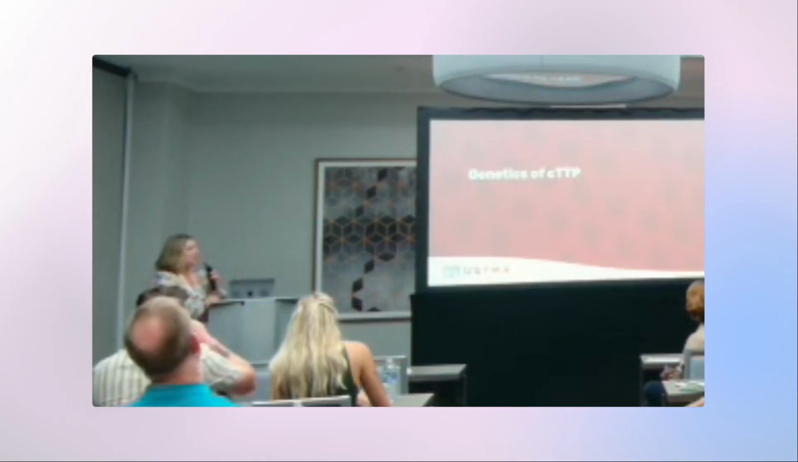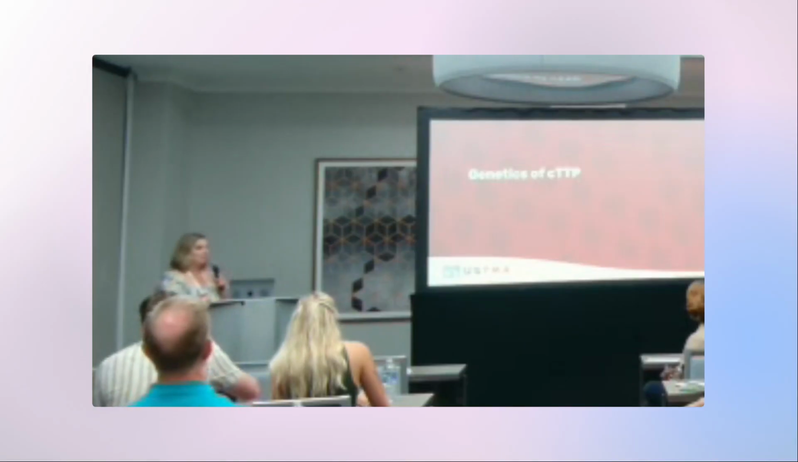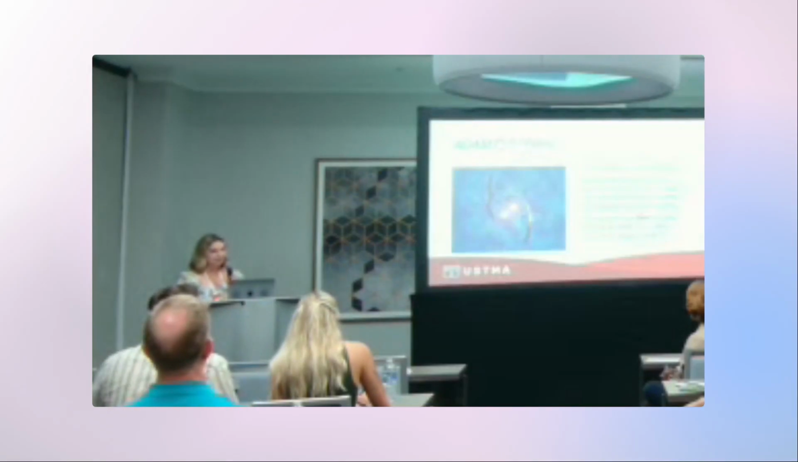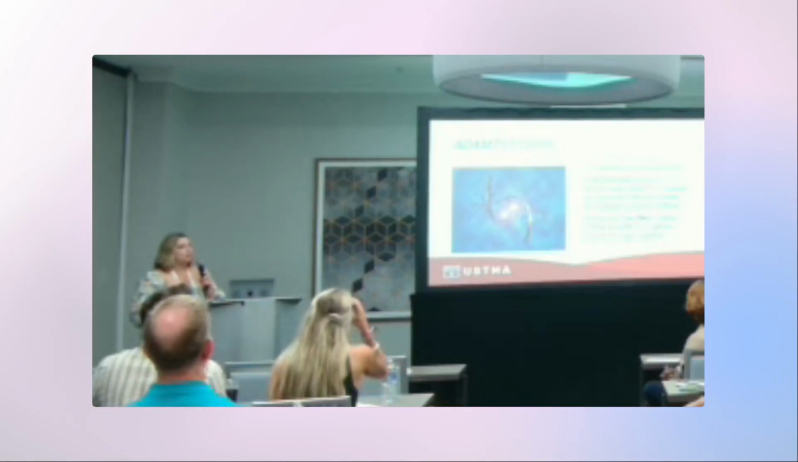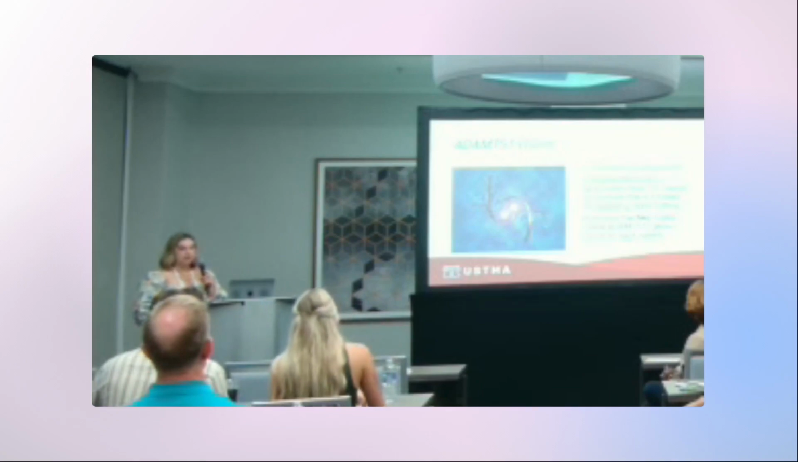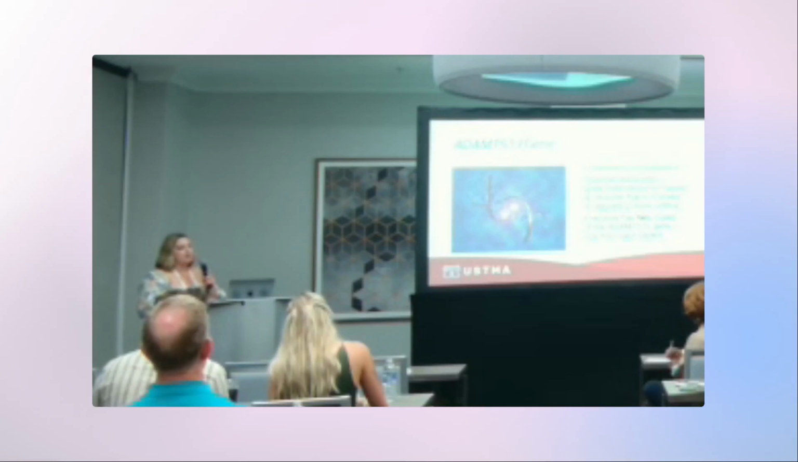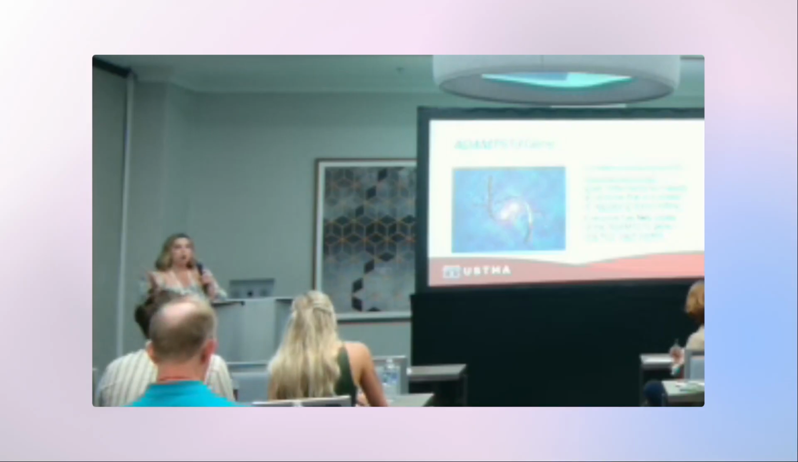So, moving on to the genetics of cTTP. As you all know, the important gene for this is ADAMTS13. It is located on chromosome 9, and this is an important gene that gives instructions for making an enzyme that is involved in regulating blood clotting. Everyone has 2 copies of the ADAMTS13 gene, so you get one from your mom, one from your dad.